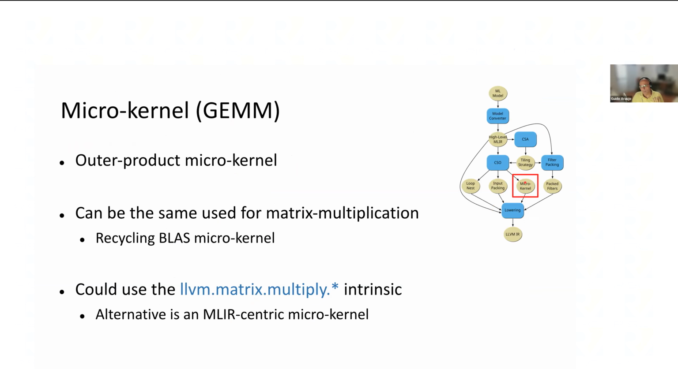Now that we've talked about the microkernel, let's discuss it a little bit. It's an outer product microkernel, like the BLAS one. And you could encapsulate it and generalize it so that you don't necessarily need to go through a specific microkernel. It could be hidden behind some intrinsic for LLVM. It can be, as I said, the same as the matrix multiplication. It could be the GEMM microkernel inside BLAS, for example; you could recycle it.